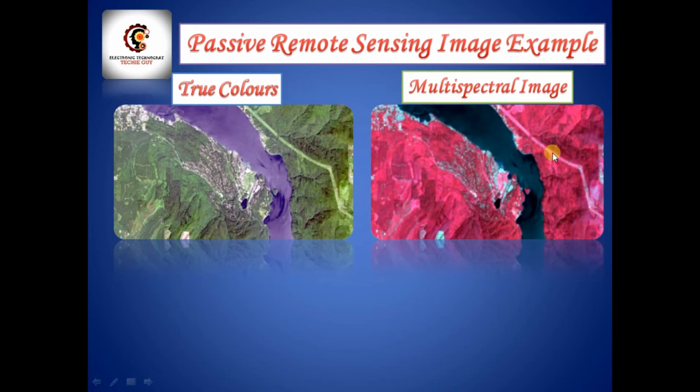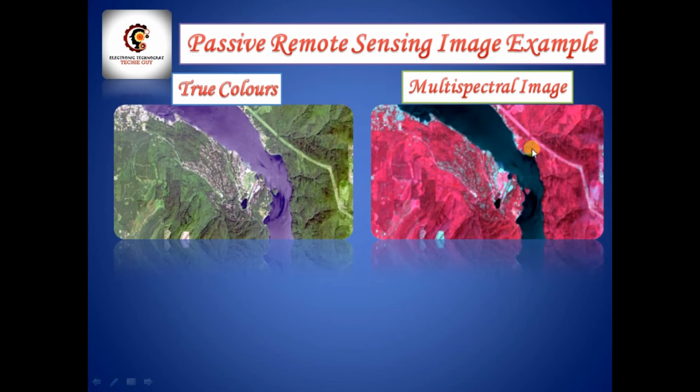Alright, finally you can see that we have 2 images. One is a true color image where we can see exactly how the mountains look from the satellite view, and the other one is a multispectral image. The healthy vegetation is the bright red part, and the bright white parts are the built up areas, and the darkest shade, as you can see here, the dark blue shade, is the water.